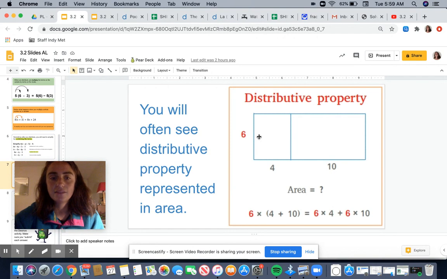So in the activity you're going to do, you're going to see distributive property represented as area. So you have length and width as 6 and a 4 and a 10 because it's broken up into two different rectangles. But to show the distributive property on these, you take your length, which is 6, and multiply it once by 4 and once by 10 because those are both part of the width. And to distribute, you would multiply.